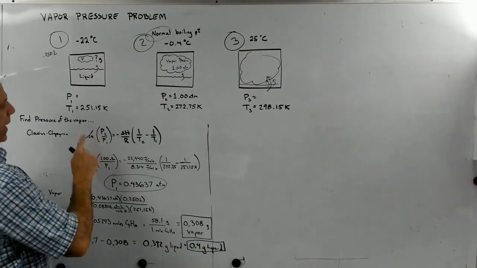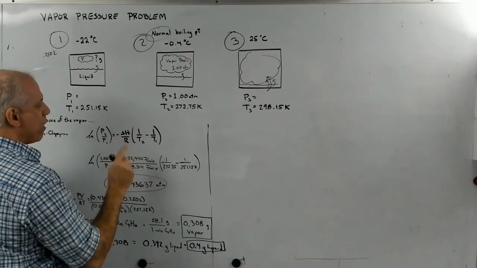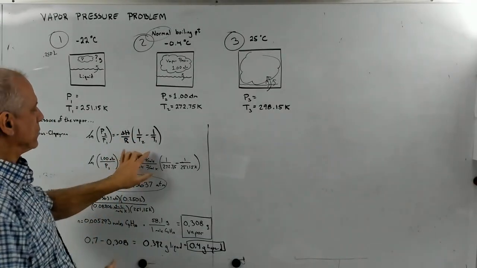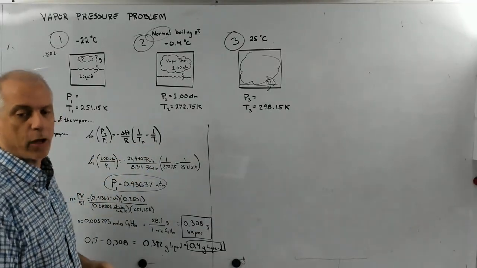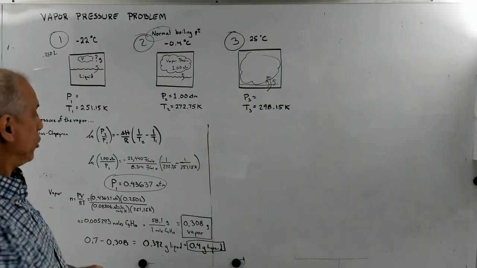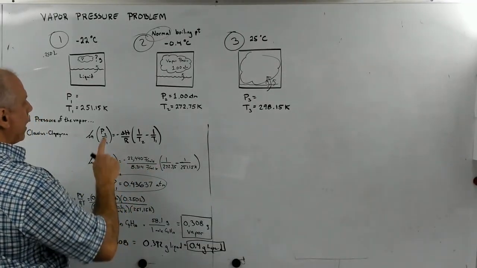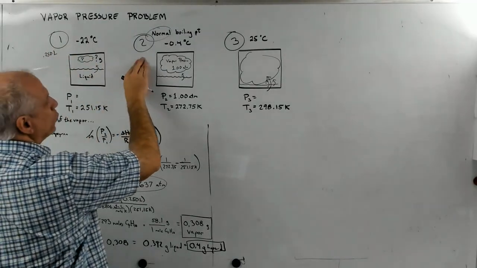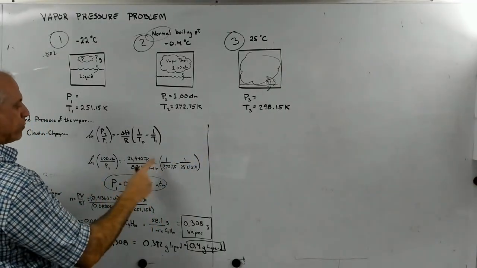We have the natural log of P2 over P1 equals negative delta H over R, 1 over T2 minus 1 over T1. Some professors flip this and make that positive, so pay attention to how this formula is presented in your class. I'm going to plug in all these numbers. I'm going to call the cold state 1, the normal boiling point temperature 2, and the hot one 3.